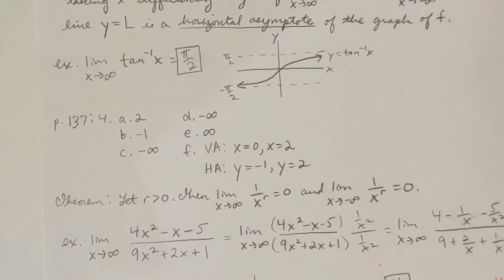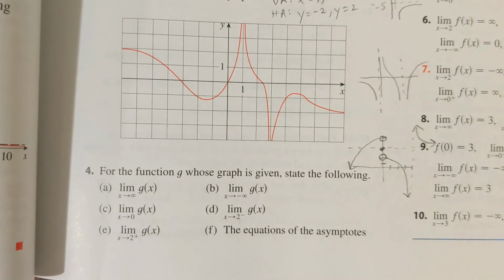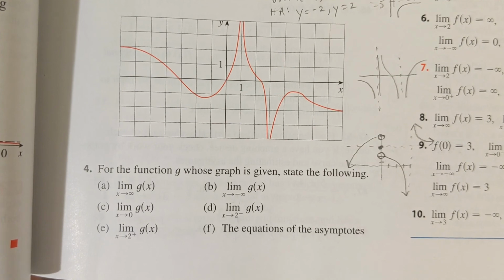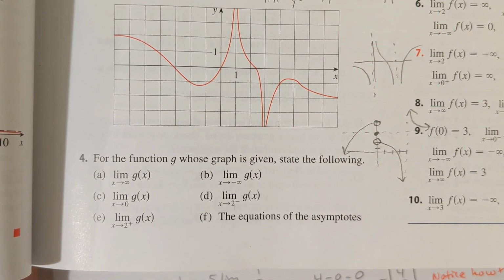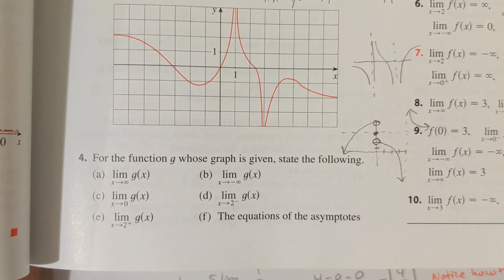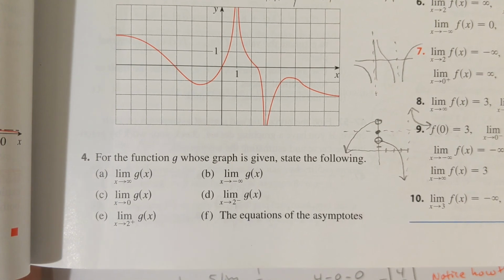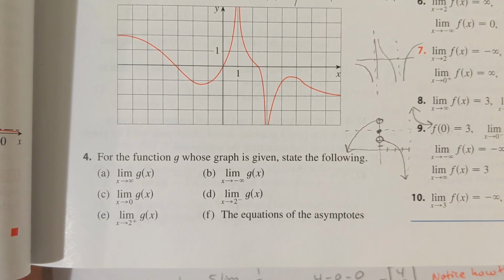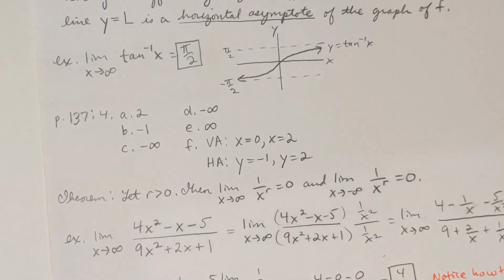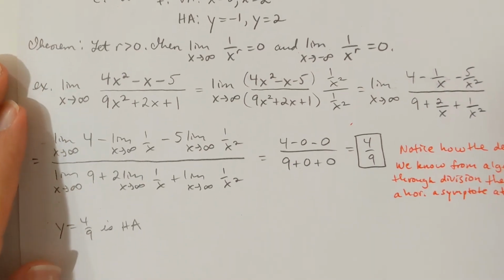Okay, now I don't have a formula representing g of x, right? So the whole idea with this problem is to make the connection with a horizontal asymptote and a limit at infinity, as well as a vertical asymptote and an infinite limit. Okay. Next thing is a theorem.